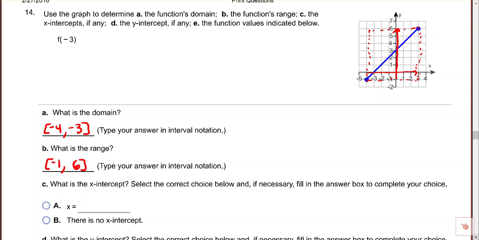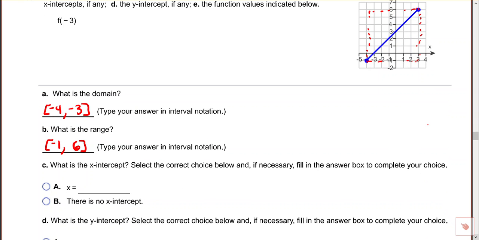Now it says, what is my x-intercept? Well, my x-intercept is where my line crosses my x-axis, and you see if you run along the x-axis that it crosses at -3, which would be the point (-3, 0). But it didn't ask for an ordered pair. It just says, what does x equal? So x equals -3.